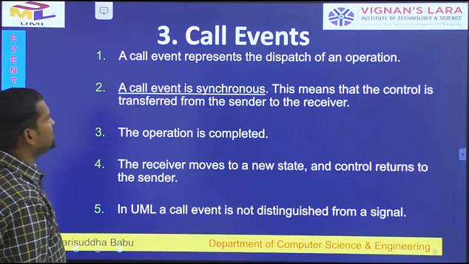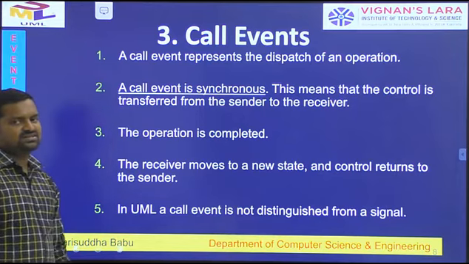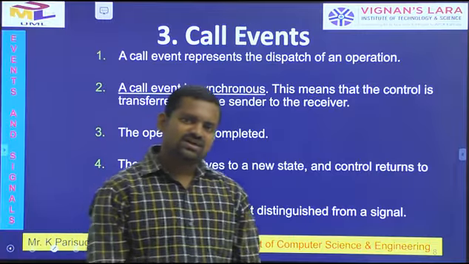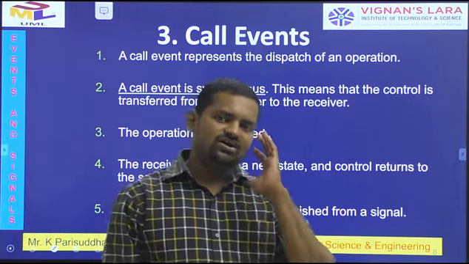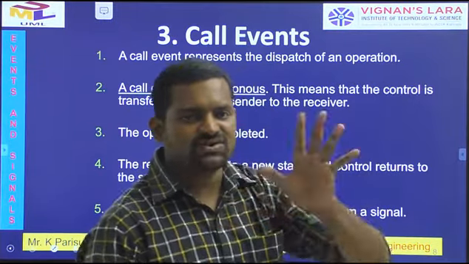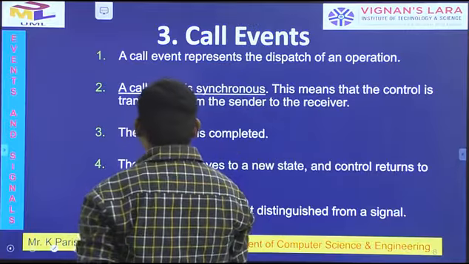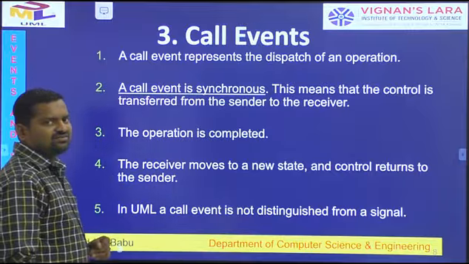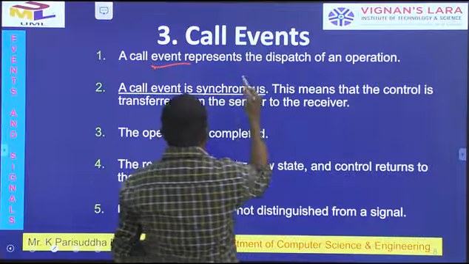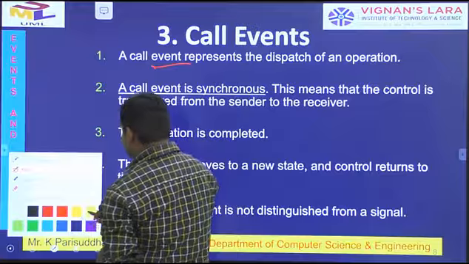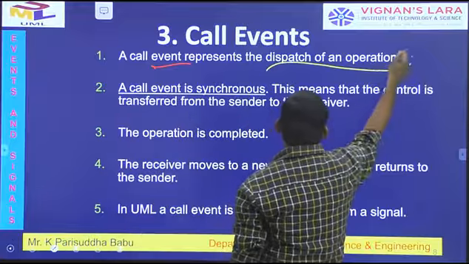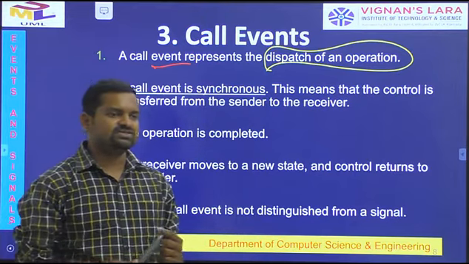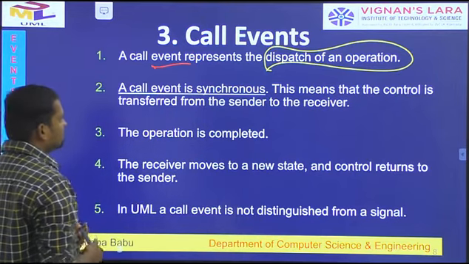Next, call events. A signal event occurs in between the objects or classes, or in the transition from one state to another state. Whereas a call event represents the dispatch of an operation. What is a call event? A call event represents the dispatch of an operation.